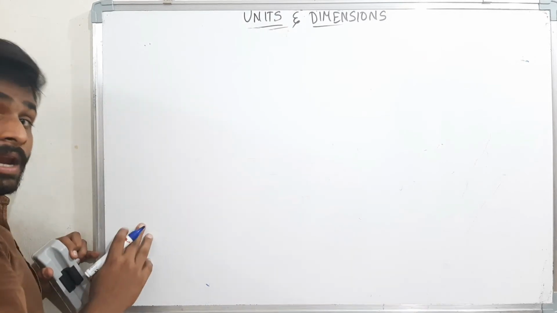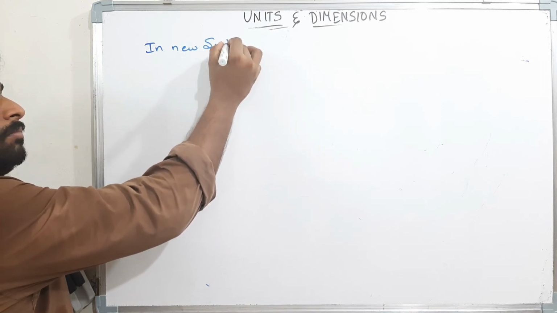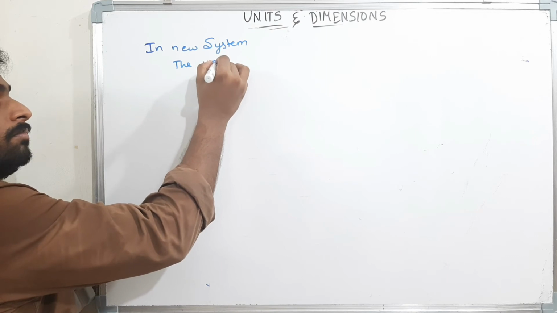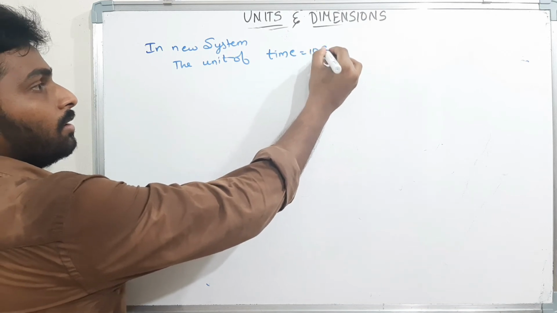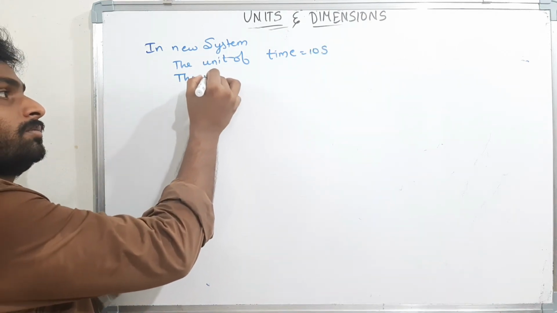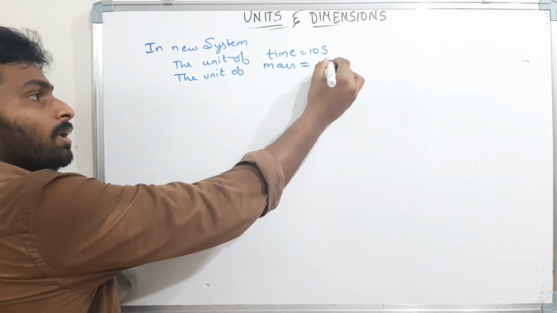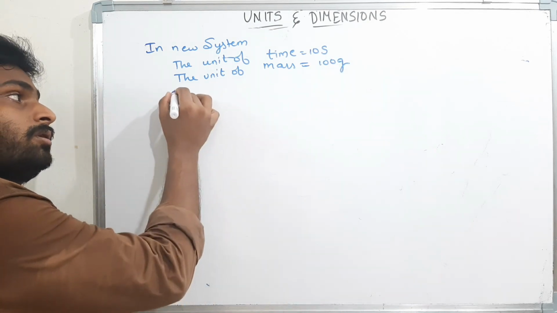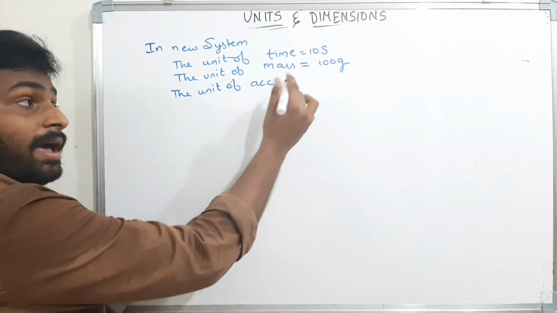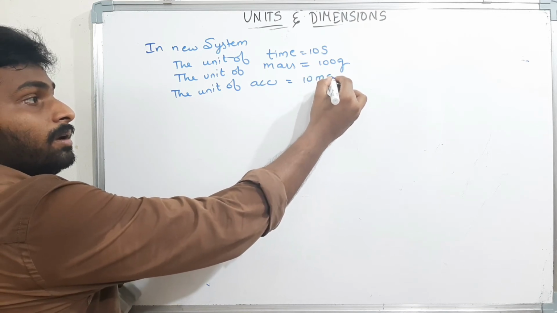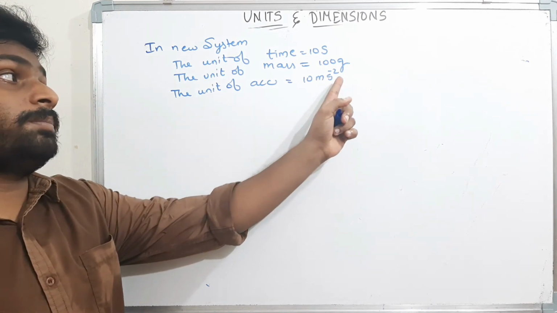Okay, next question, the last question. In new system, the unit of time is 10 seconds, the unit of mass is 100 grams, and the unit of acceleration is 10 meter per s minus 2. See here, the unit of acceleration is 10 meter per second square.